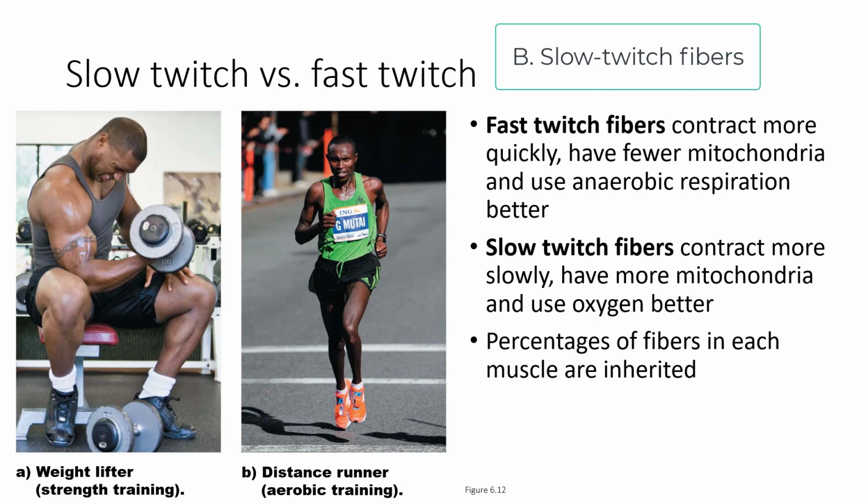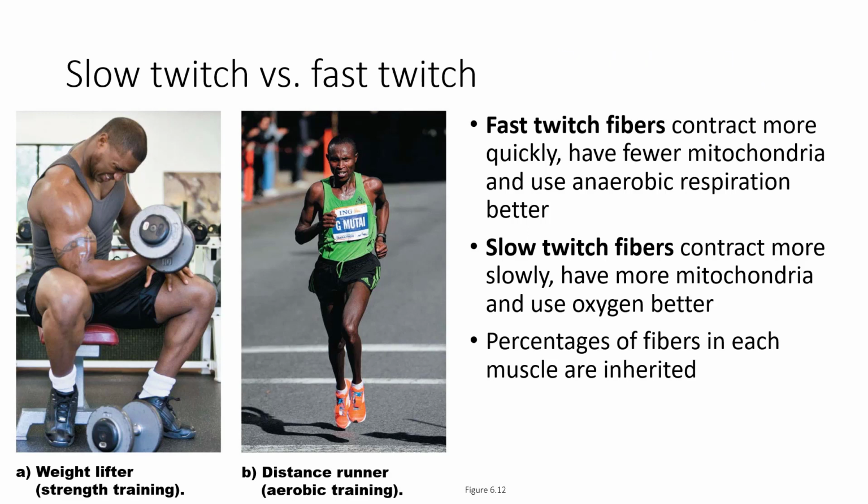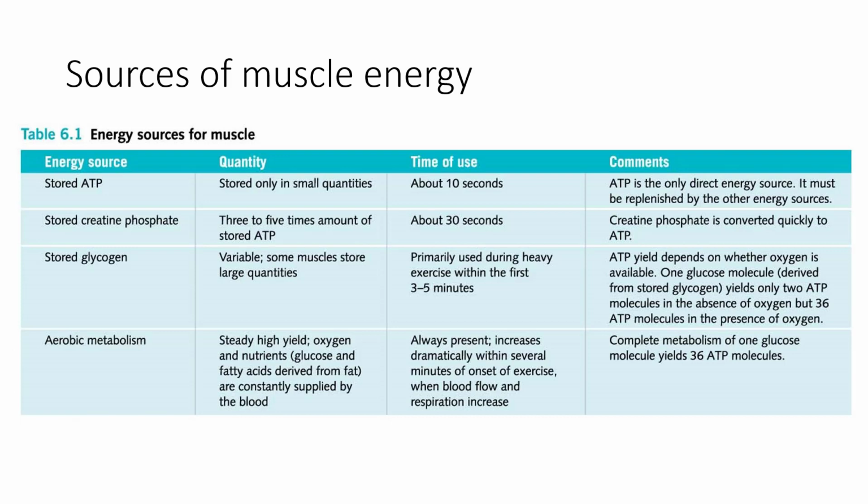What about slow twitch fibers? They contract more slowly. They have more mitochondria, and they use oxygen better. They may even have a higher amount of oxygen-taking myoglobin, which can actually take oxygen away from hemoglobin in the blood and put it into the muscles for a certain amount of storage. These have more mitochondria. They use oxygen better. Let's look at these.